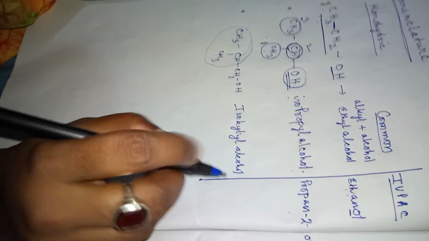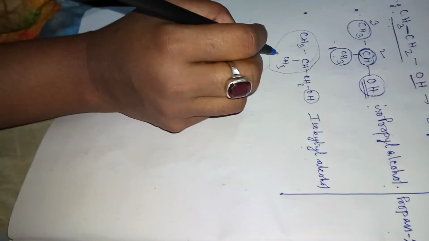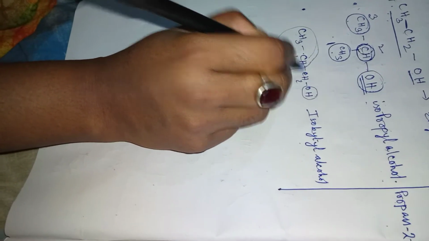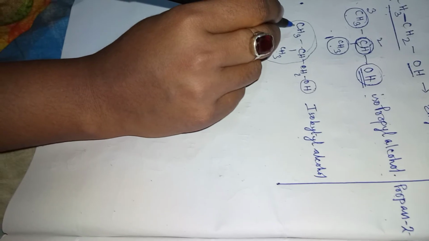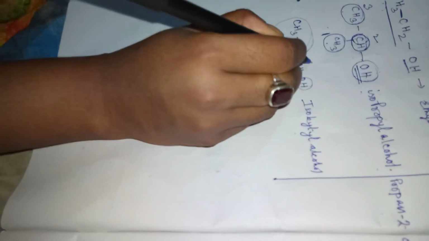But what is the IUPAC name? See, the carbon which contains the OH functional group, we will try to give the lowest number to this carbon. So if we count from this carbon, suppose 1, 2, 3, or if it is 1, 2, 3, then it will have the maximum number. So let us count from this carbon, 1, 2, 3.